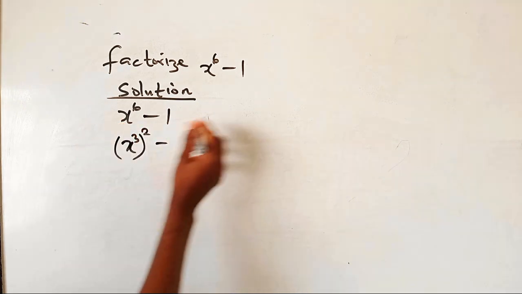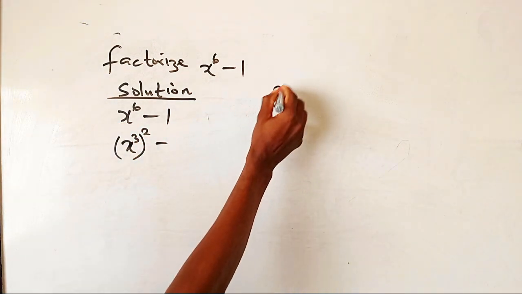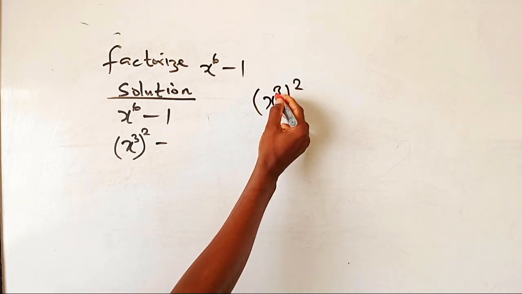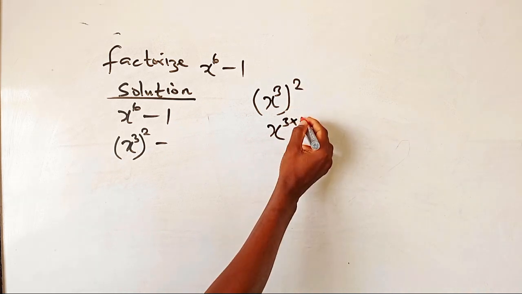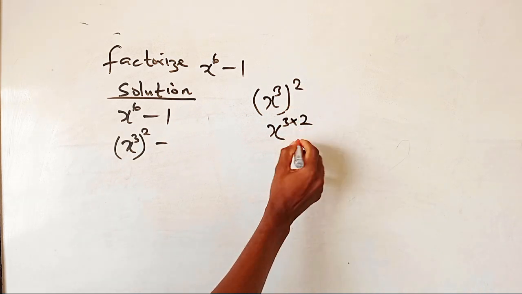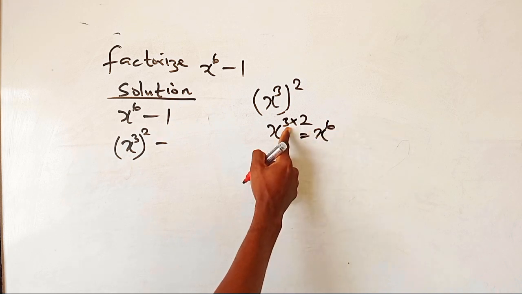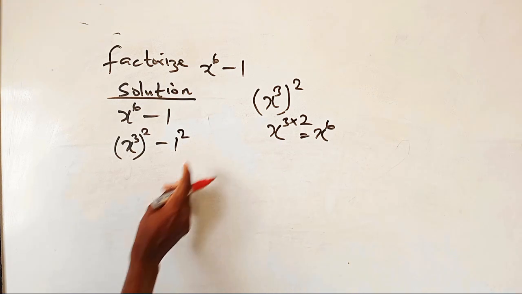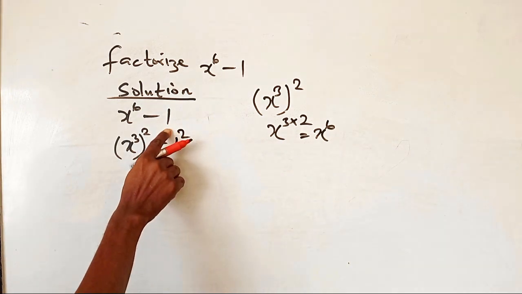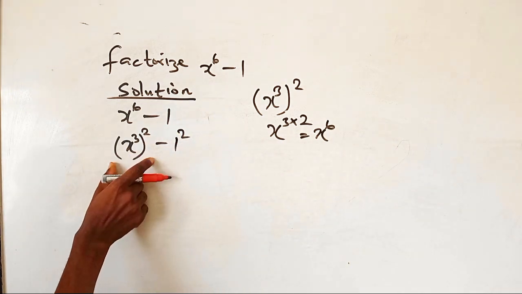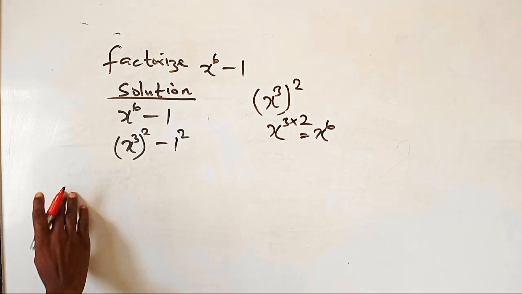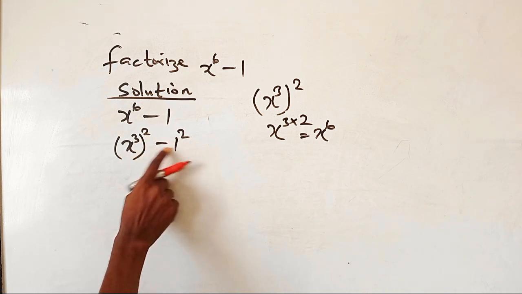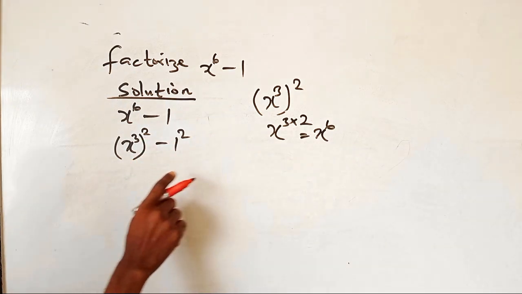Do not forget, when we apply the exponent law, we multiply the inner exponent by the outside exponent. By the time we do that, we have x raised to power 6. Then minus 1 squared, and 1 squared is 1. For x raised to power 3, everything squared, we have x raised to power 6, which is the same thing. So at this point, we can apply the difference of two squares.